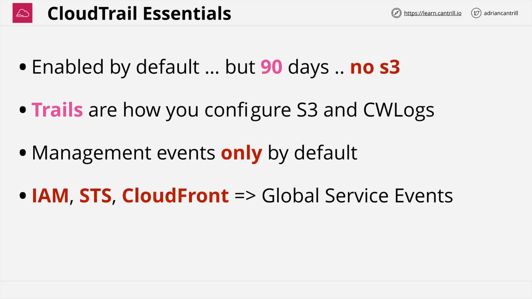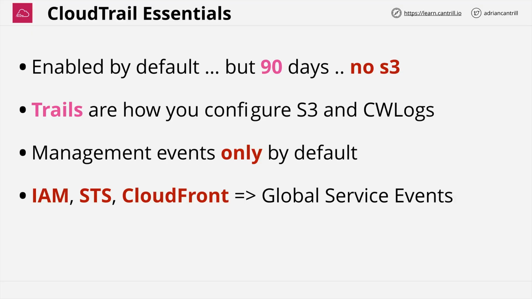Now, most AWS services log data to the same region that service is in. There are a few specific services, IAM, STS, and CloudFront, which are classified as true global services, and they log their data as global service events, which get logged to US East 1. And a trail will need to be enabled to capture that data. So that's critical. You might find that come up as an exam question.